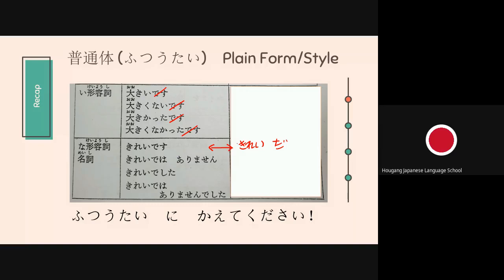Yeah, equal actually. They are the same. But plain form is casual style and the polite style is different. There wa arimasen and there wa arimasen. Kirei de wa nai. Okay, why nai? Because arimasen, plain form is nai. Okay, kirei deshita. Kirei datta. Okay. This is more memorizing really. Kirei datta. And kirei de wa arimasen deshita. Kirei de wa nakatta. Okay. It's the same as the above, I just write now first. Kirei de wa nakatta. Okay, it's either you know how we derive from here to here, or just memorize. It should be automatic really at this point in time.